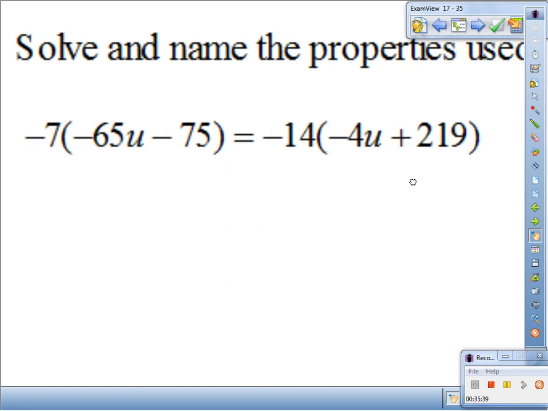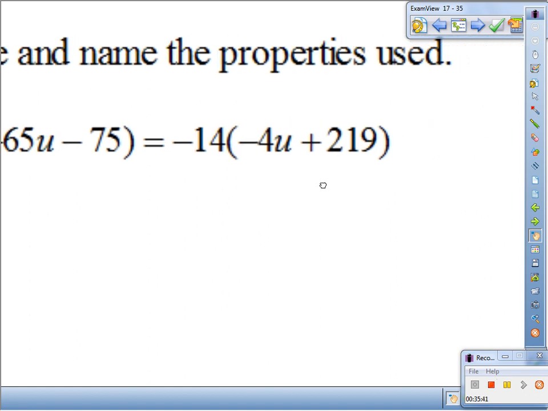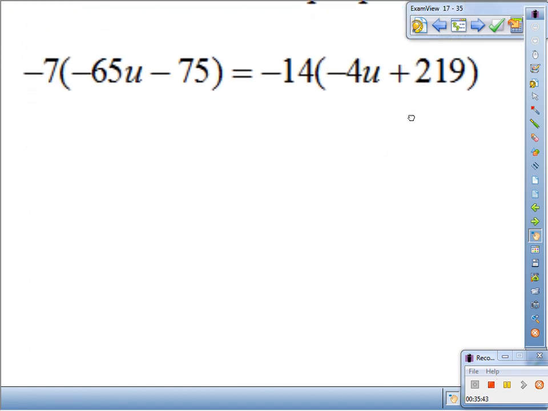Copy this equation. Same thing on this one. It says solve and name the properties used. Equation given is -7 open parentheses -65u minus 75 close parentheses equals -14 open parentheses -4u plus 219 close parentheses.